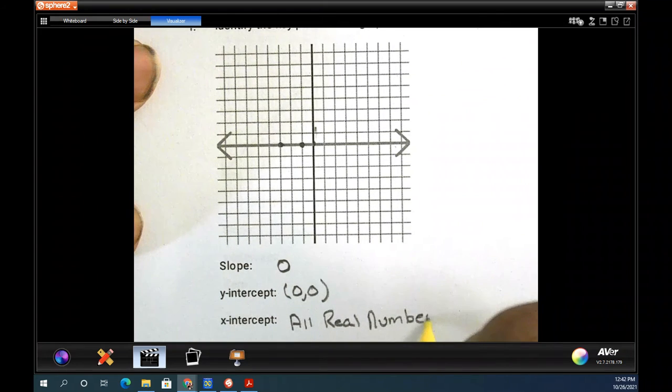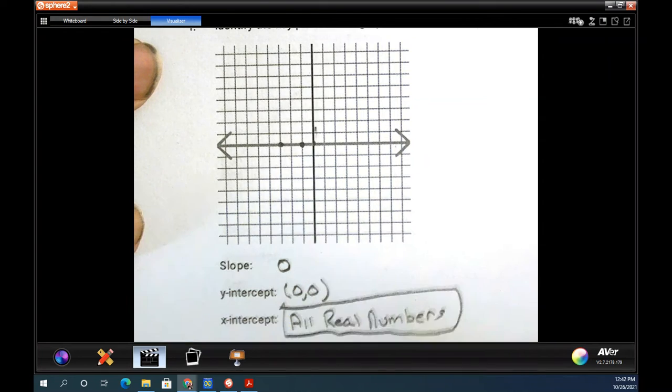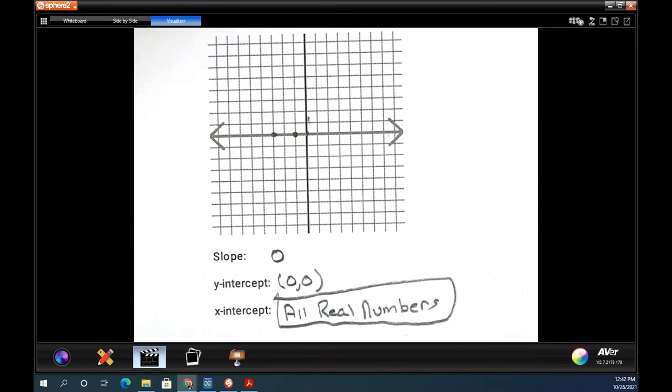And there's a button there. That's why I'm putting a box around it. There's a button. All real numbers. Okay.